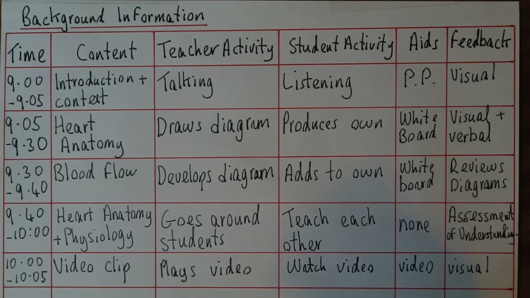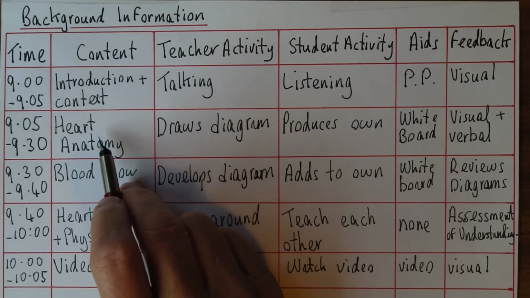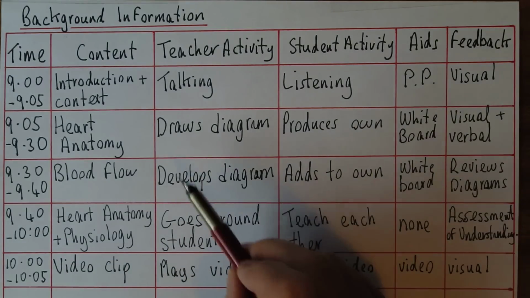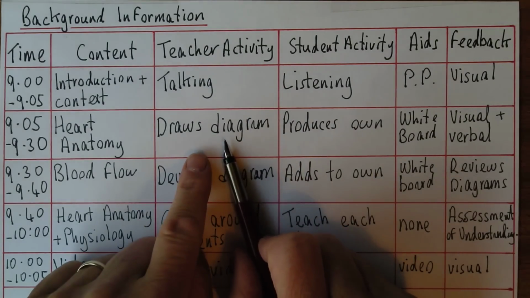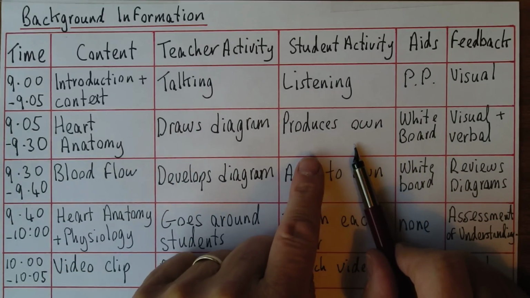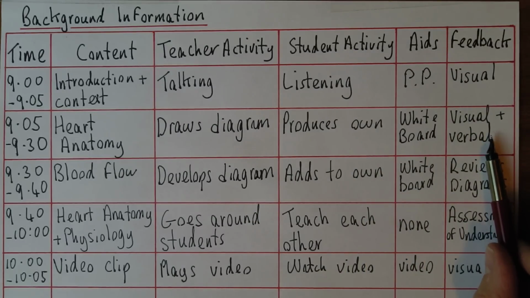And then this lesson is on heart anatomy, so that is the content. So I need to make sure I've learnt that before the lesson or I've got thorough notes on it. And I think what I'll do is I'll draw a diagram. And I'll draw a diagram on the whiteboard. So I'm going to need a whiteboard and different coloured pens. And I'm going to ask the student to produce their own diagram. That's the student activity. And as I do this, I'll be looking at the students to get visual and verbal feedback, because I'll be talking to the students and asking questions.